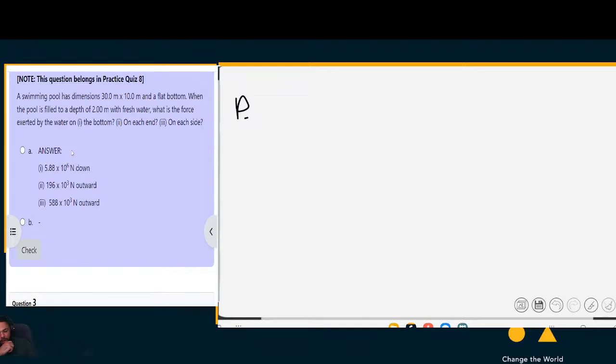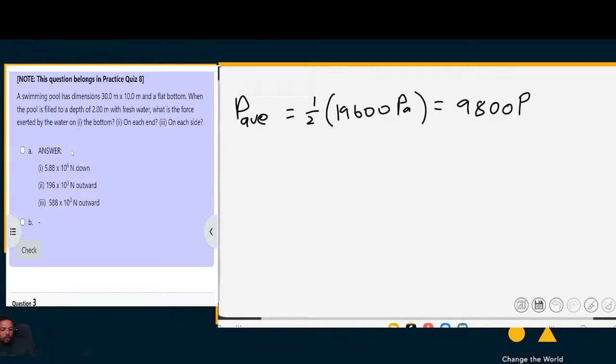So we have that the average pressure, we calculated it to be a half of the pressure that we worked out, which was 19,600 pascals. Therefore, the average pressure is 9,800 pascals. So that's the average pressure. And then, of course, the area for that end, the area is equal to just 2 meters by 10 meters, which is 20 square meters.